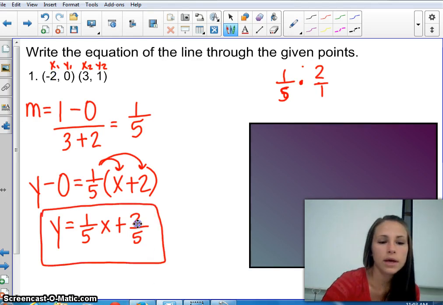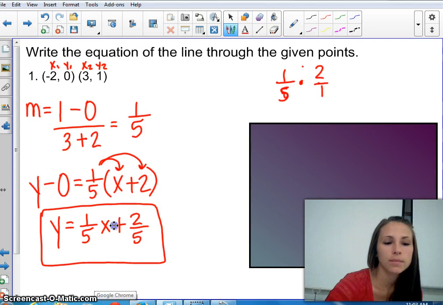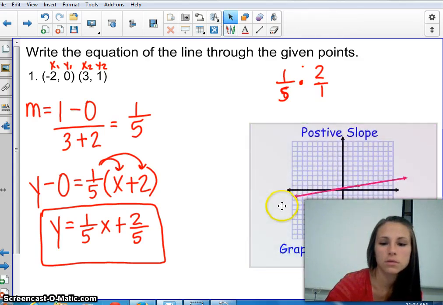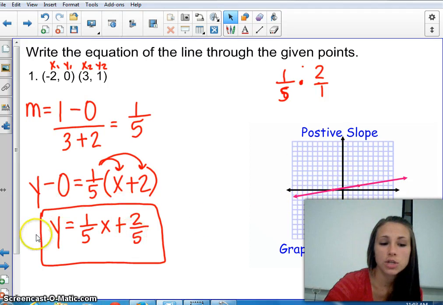And so what should this line look like? Since I know that my slope is positive, I know that my line should increase from left to right, or rise as we go from left to right, since that's a positive slope. Another way that we could check to make sure that this equation is correct is I could plug it into my calculator, into my y equals, and then when I go to the table, these 2 points should be included in there, and if they're not, then something's wrong.